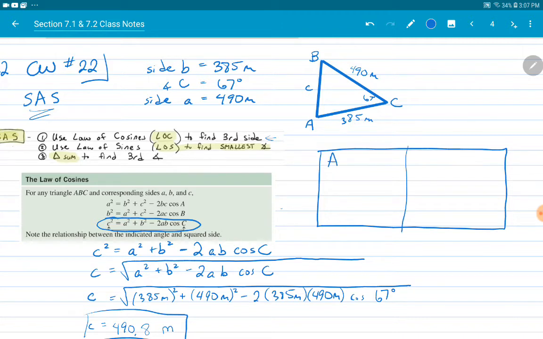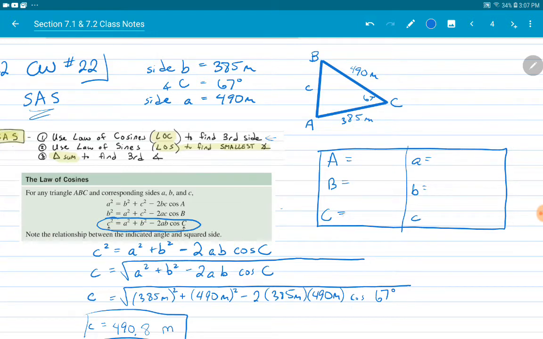I need angle A, angle B, angle C, side A, side B, side C. I was given side B, and I was given side A. Don't forget your units in the solution box. I found, oops, I just put that in the wrong spot. I'm sorry. That should be angles.